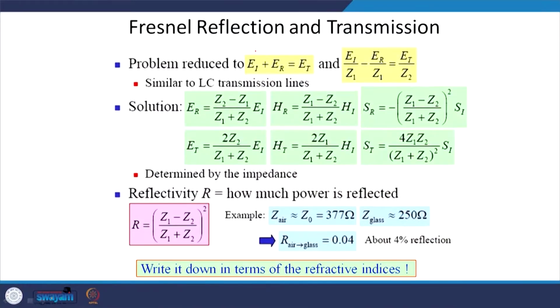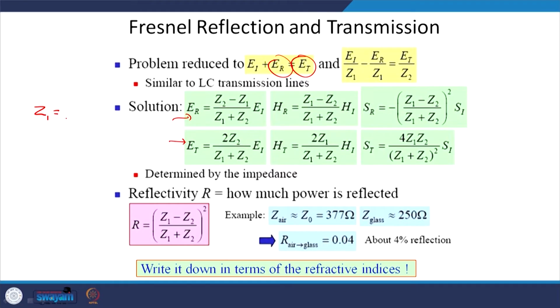So, you solve for Fresnel reflection and transmission. Now, the problem was reduced to two equations in E r and E t. You have to actually calculate the ratio of E r by E I and E t by E I, and if you solve it you come to these equations for E r, E t, H r, H t, and S is the Poynting vector. So, now you know in terms of the impedance, Z is the impedance.